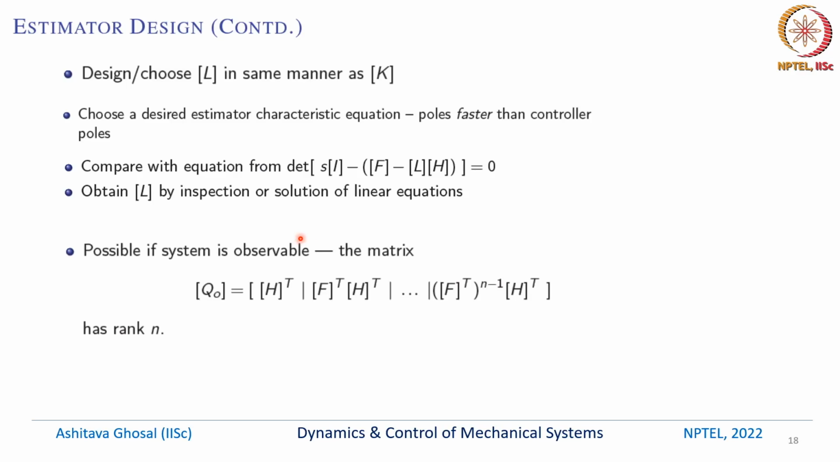And is this possible? Can we do this always? Again, the interesting answer is this is possible only if the system is observable. And again, recall the observability matrix. We have Q0, which is H transpose, the next term is F transpose H transpose, and all the way to F transpose to the power n minus 1 H transpose. So the rank of this observability matrix must be n, and only then we can obtain this L, or we can easily see that we can obtain L1, L2 all the way till Ln.